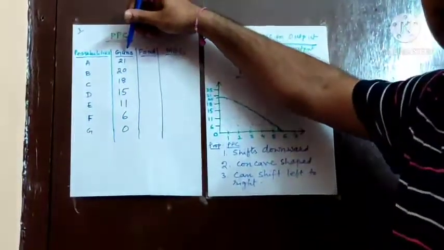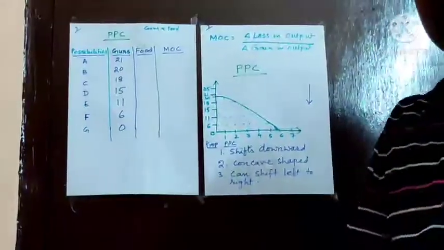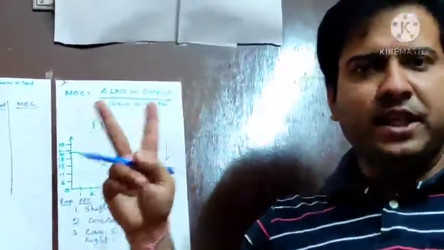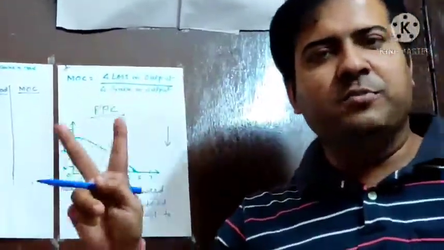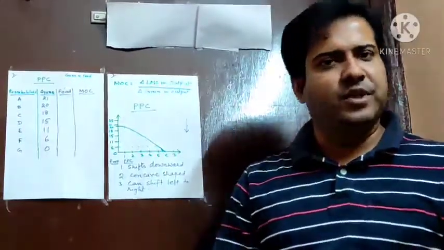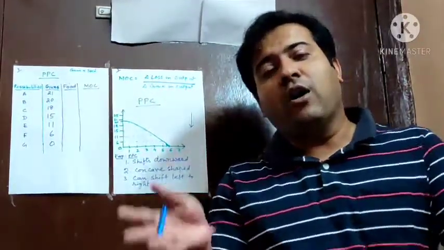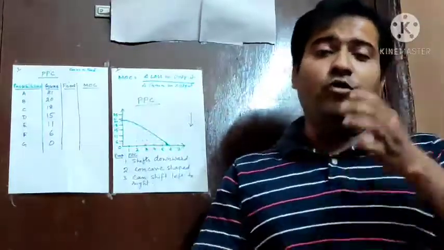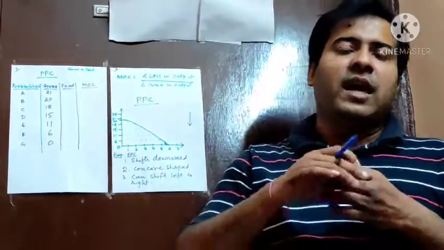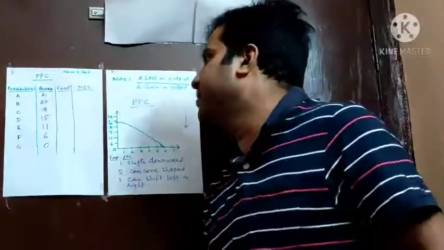Now here it is gun. Now what is the concept of PPC? First you understand. In a graph we can only represent two commodities. Two extreme commodities we can represent. And we can also represent how much extreme production is possible with the available resources. That only we will see, the production possibility.